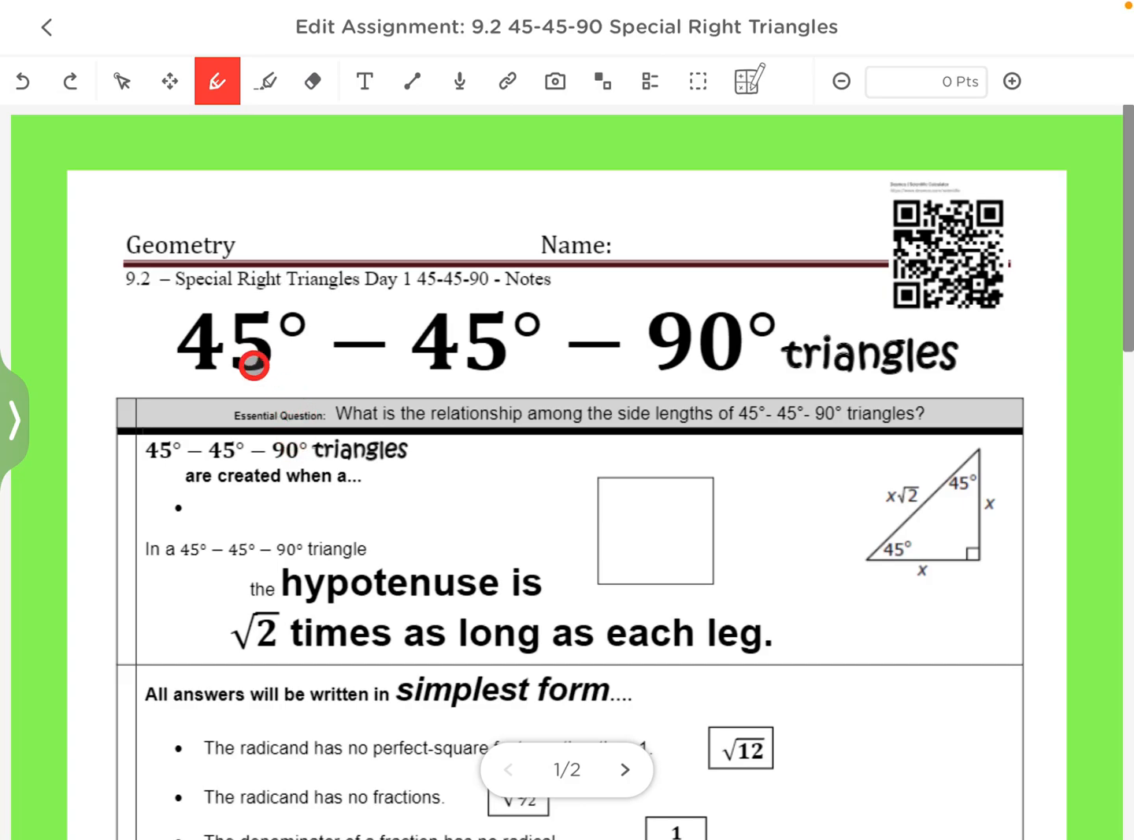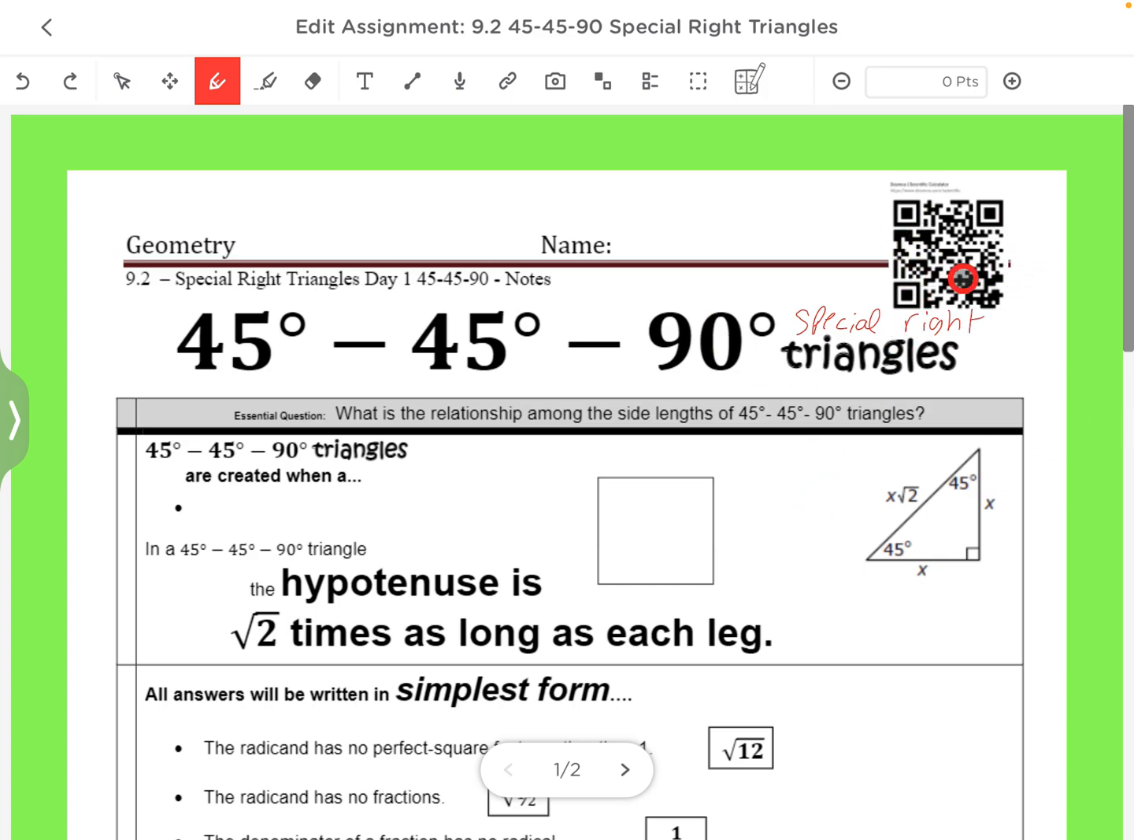Okay, welcome back, kiddos. Now we're going to talk about 9.2 special right triangles. So we're going to talk about 45, 45, 90 special right triangles. These are special types.